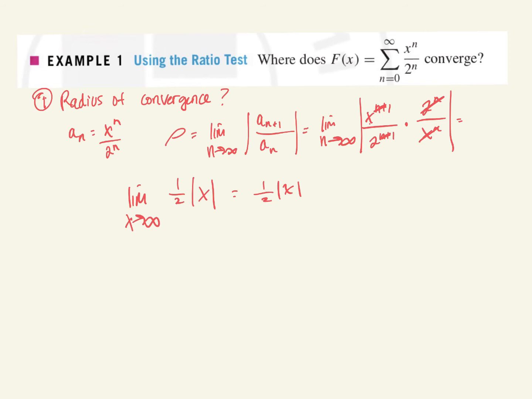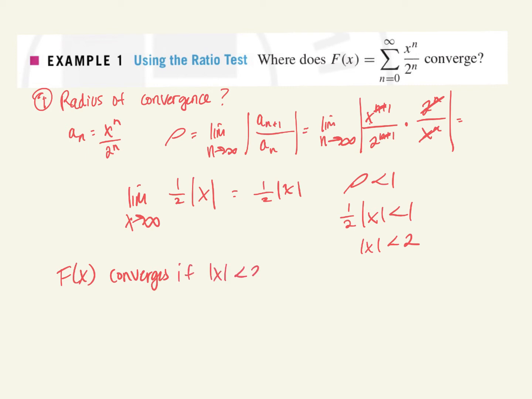And based on our ratio test, if that limit is less than 1, then we have convergence. So in this case, when is 1/2 absolute value of x less than 1? When the absolute value of x is less than 2. So therefore, f of x converges if absolute value of x is less than 2, making our radius of convergence r = 2.